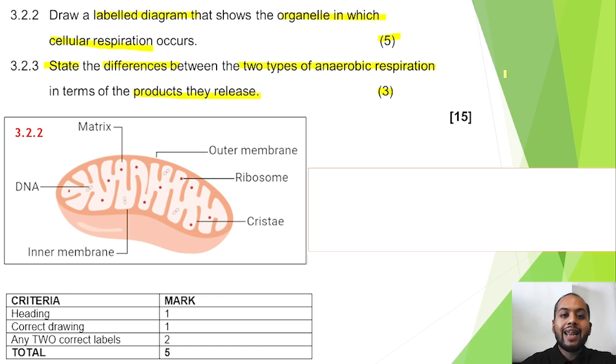So in lactic acid fermentation, what are the products? Lactic acid and a small amount of energy. In alcoholic fermentation, what are the products? Carbon dioxide, a small amount of energy, as well as ethanol, which is also a product of alcoholic fermentation.